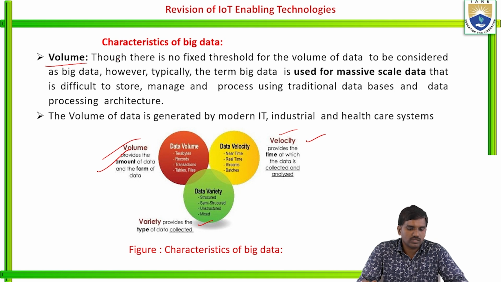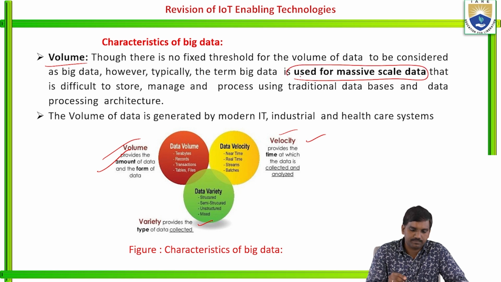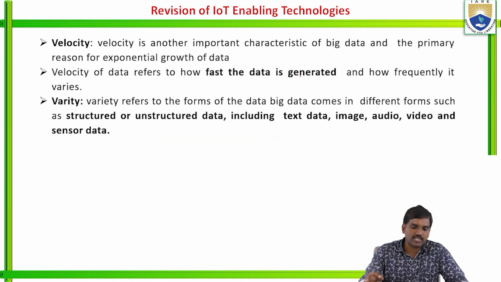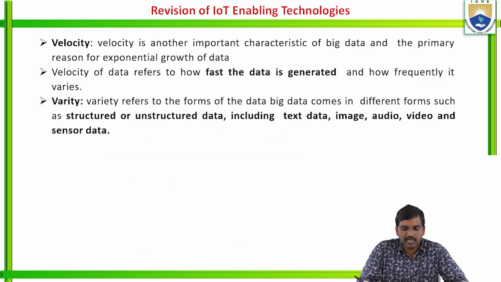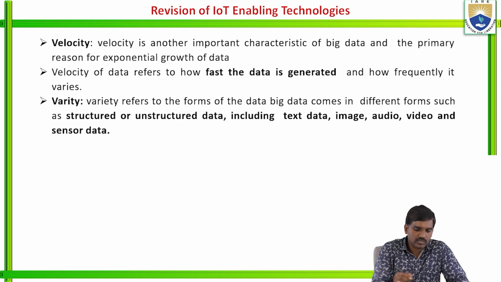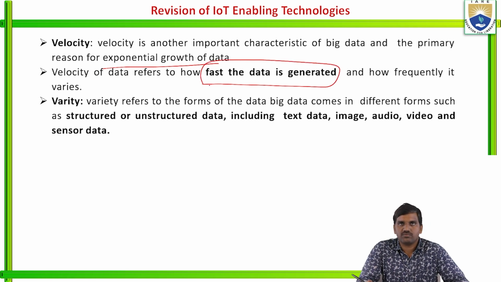Volume: there is no fixed threshold for the volume of data. It is used for massive scale of data. The second one, velocity, is another important characteristic of big data. It refers to the exponential growth of data. The velocity of data refers to how fast the data is generated. So that is the purpose of velocity here.